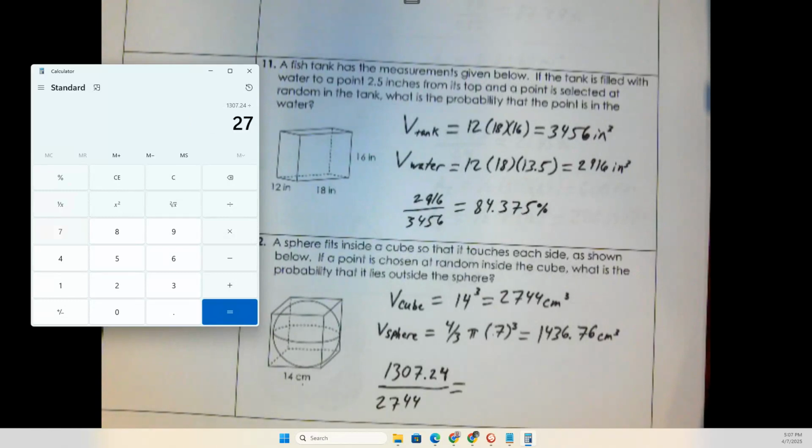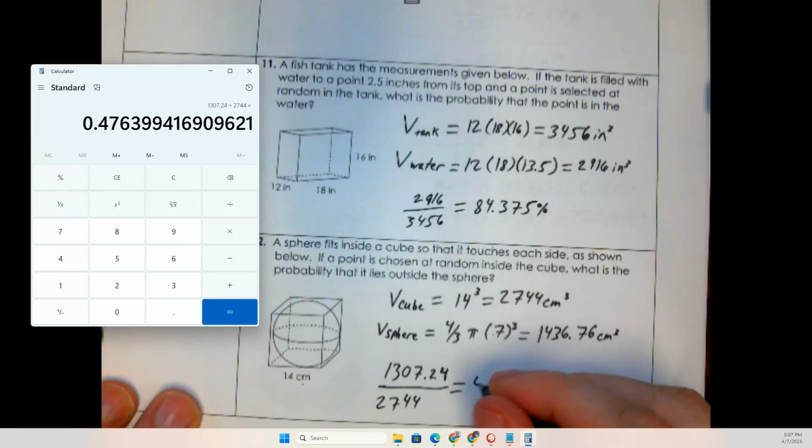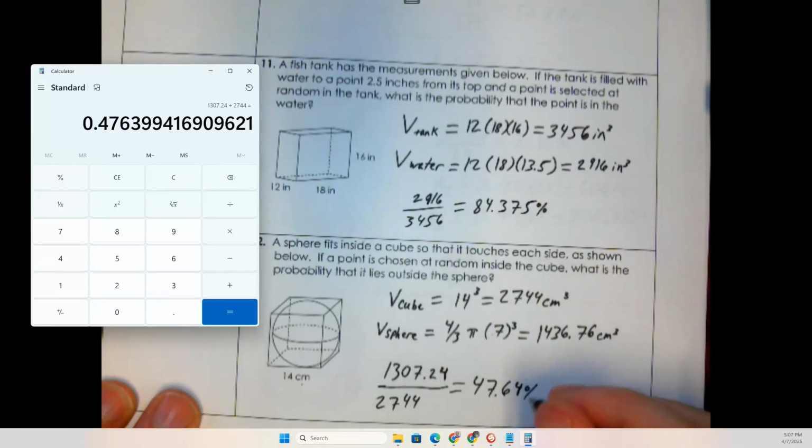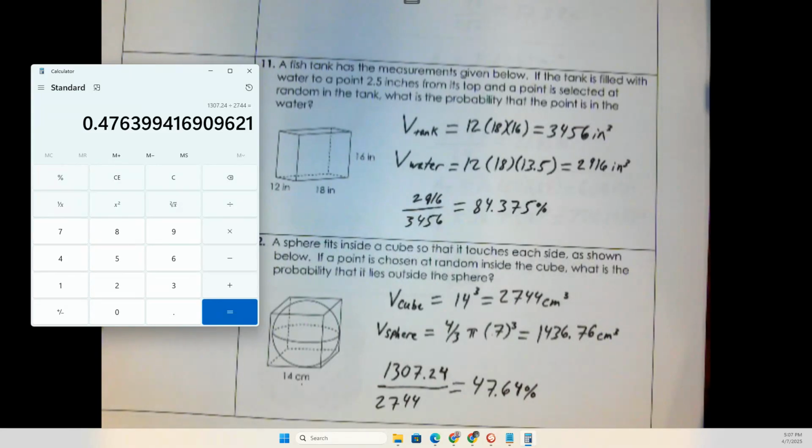And then if I figure out that percentage, divide by 2,744, and move the decimal 2 places over, I get 47.64%. So again, just a little under half. And that is geometric probability.